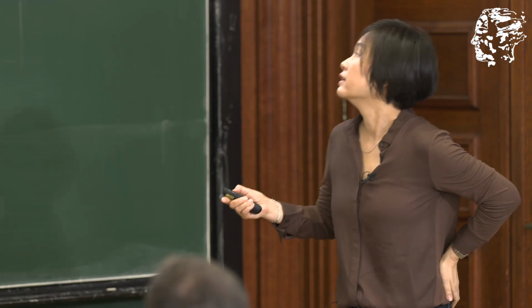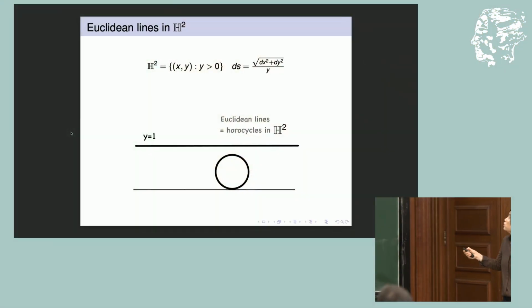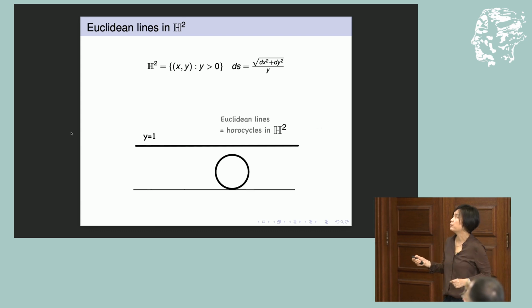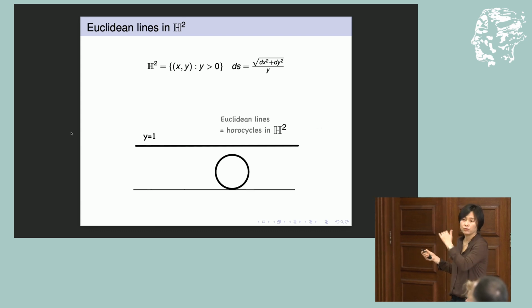Okay, so for her to be able to travel, she knows what a Euclidean line is, because she's allowed to travel only along a Euclidean line. Okay? So in H2 here, a Euclidean line will be simply this horizontal line at height 1.